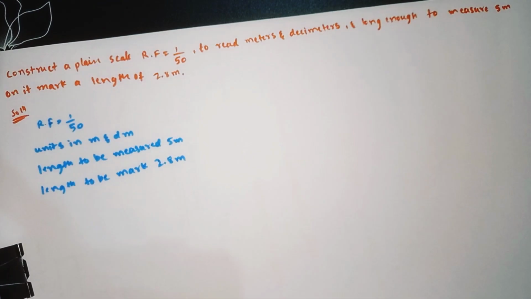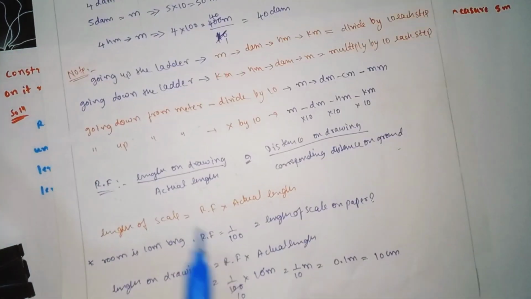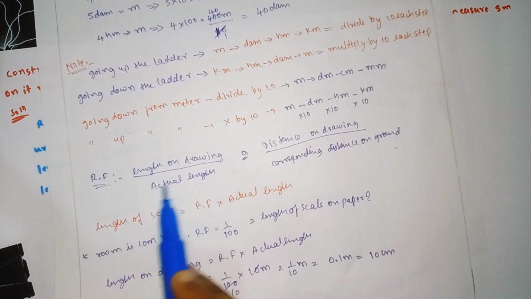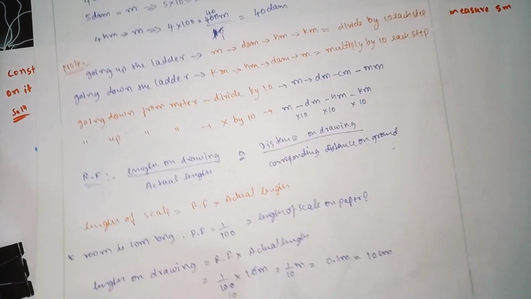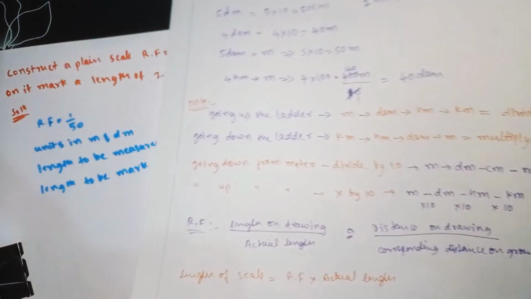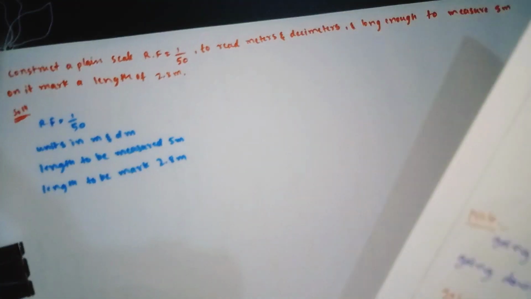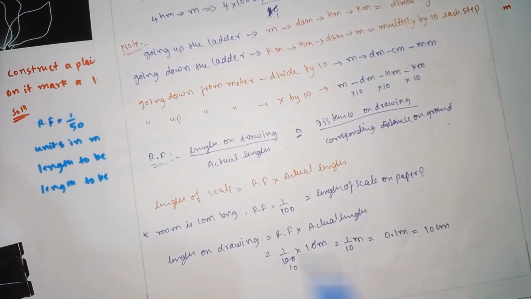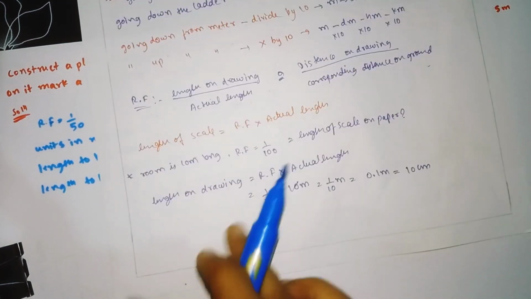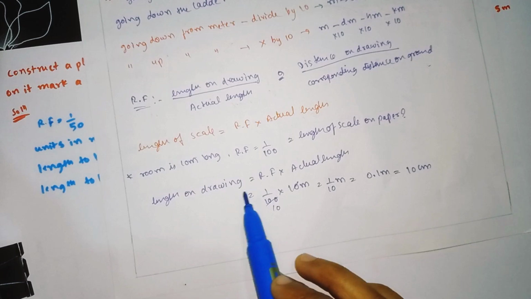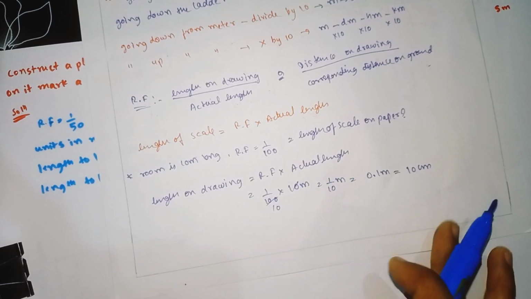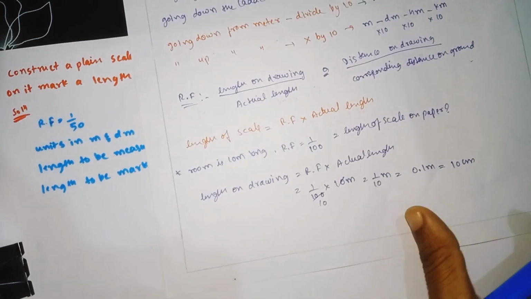So now we have known the RF formula. So our RF is equal to length on drawing divided by actual length. By using this formula we need to find the length of the drawing. For that we have the formula: length on drawing is equal to RF into actual length.